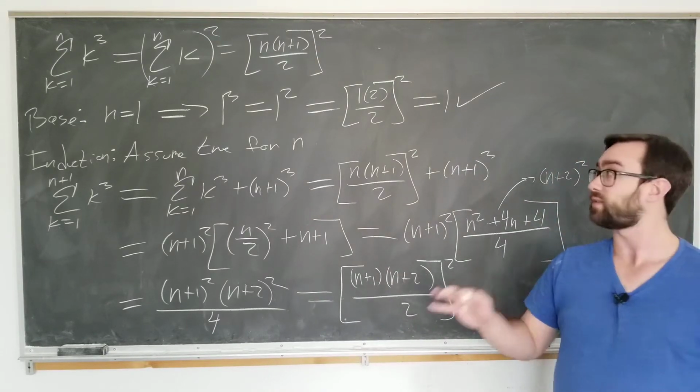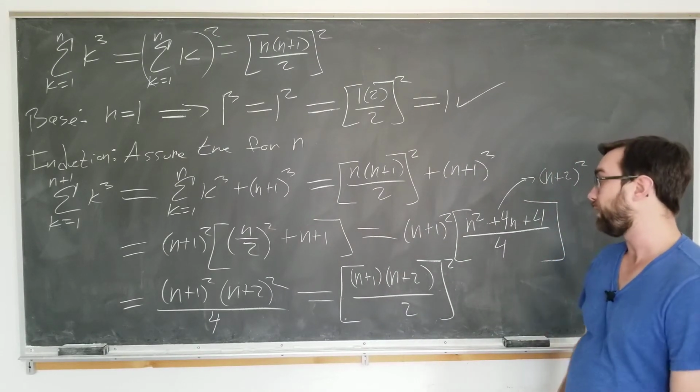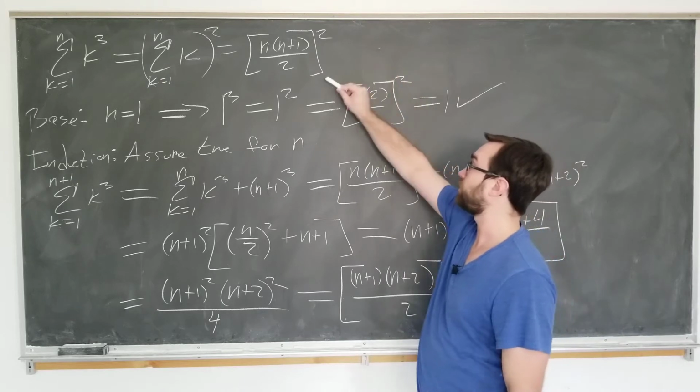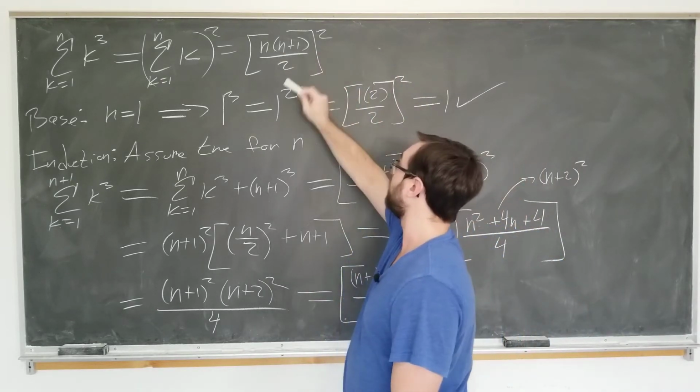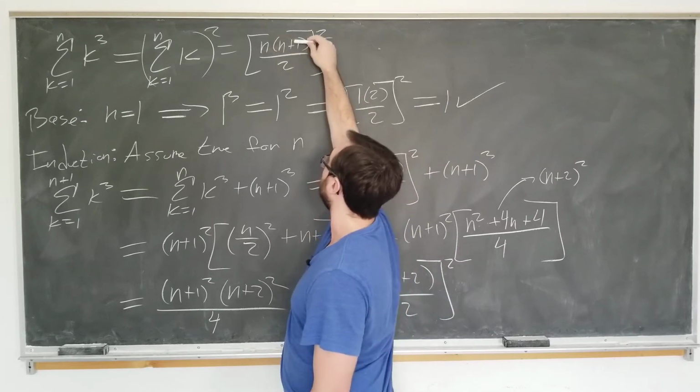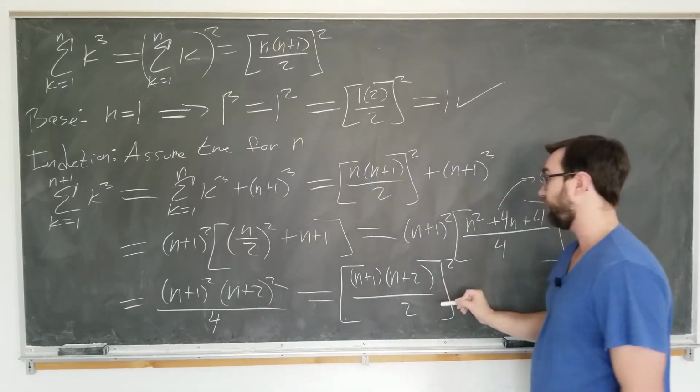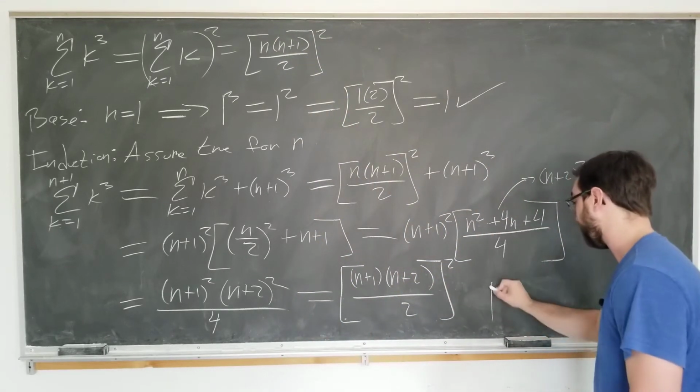Why do I want this? Because when we apply induction, we want to show that it holds for n plus 1. If we substitute n plus 1 into this formula, we get n plus 1 here, n plus 2, and the 2 stays there. So we're actually done. This is what we wanted all along.